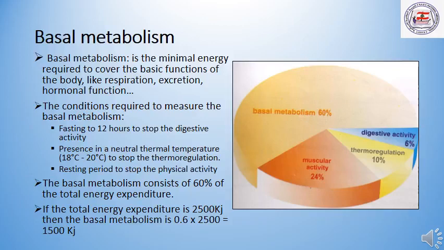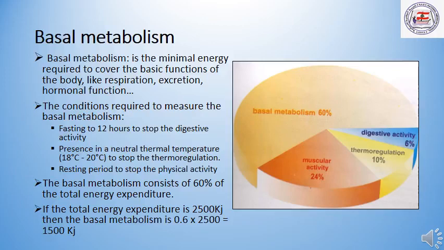The conditions that are required to measure the basal metabolism are three. The individual has to fast for 20 hours to stop any digestive activity. Second, the individual has to be present in a neutral thermal temperature between 18 to 20 degrees Celsius in order to stop any thermoregulation. Thermoregulation is the regulation of the body to go back to the normal neutral temperature. Third condition is the resting period. The individual has to be placed in a resting period in order to stop the physical activity. These three conditions are required in order to purely calculate the basal metabolism.